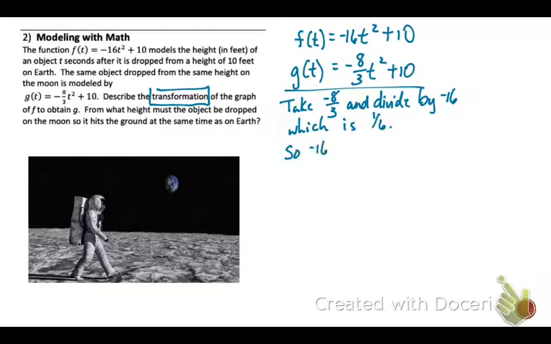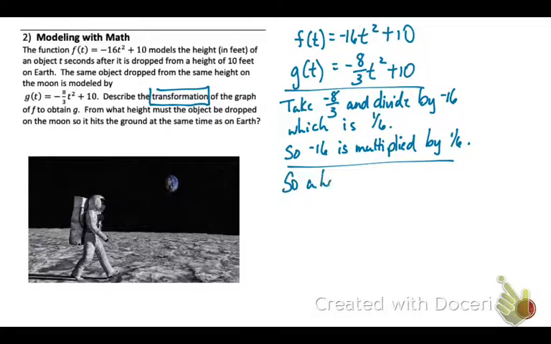So that means that just our x value there is being multiplied by 1/6. So we have a horizontal stretch by a factor of 6. That means that our multiplier is 1/6.